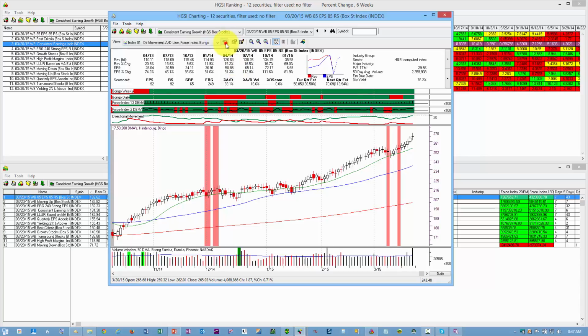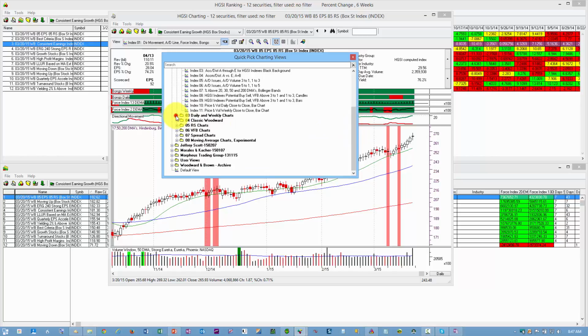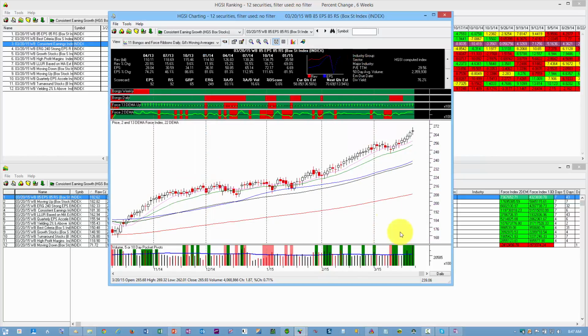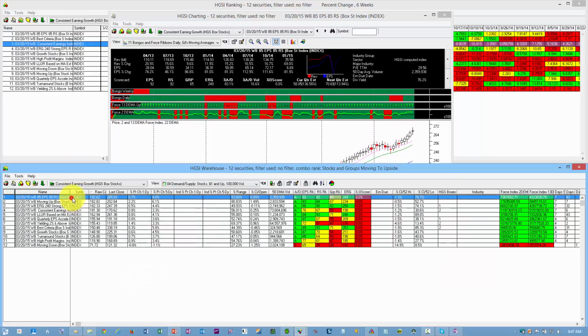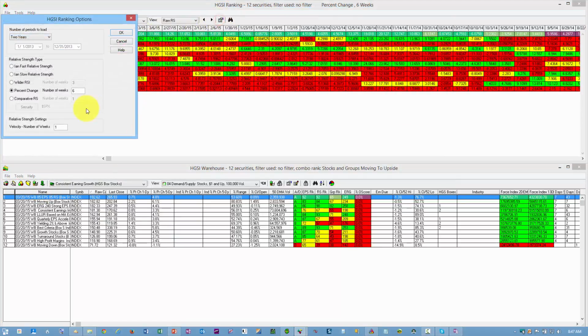I'm going to select a different view. That's one of my market views. Let's use this one right here. It's got the pocket pivots in it and Gill's moving averages. So this would be the 85-85 index. Now comparing this in the warehouse to the ranking module, and let's go to E and slow.